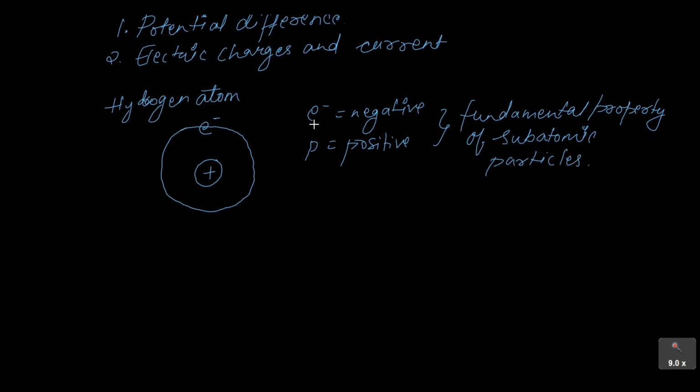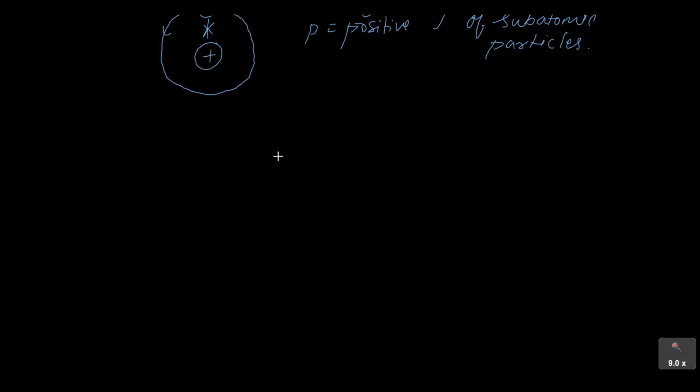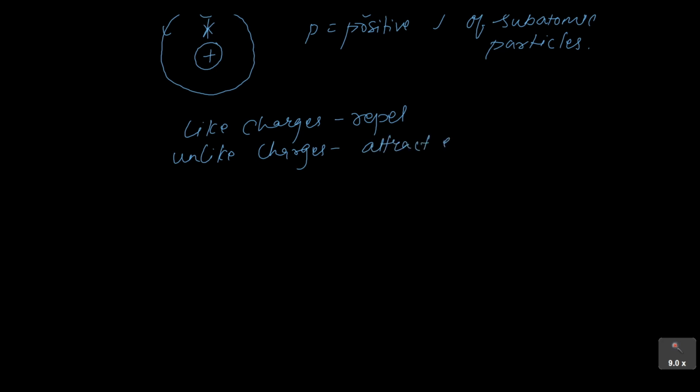Because of charges only, they can experience force. If the electron is able to revolve in this orbit, it's because of the attractive force between this proton and this electron. So this negative and positive charge is the fundamental property of subatomic particles, due to which they can interact. They exert force on each other. Building on this, like charges repel each other, and unlike charges attract each other.